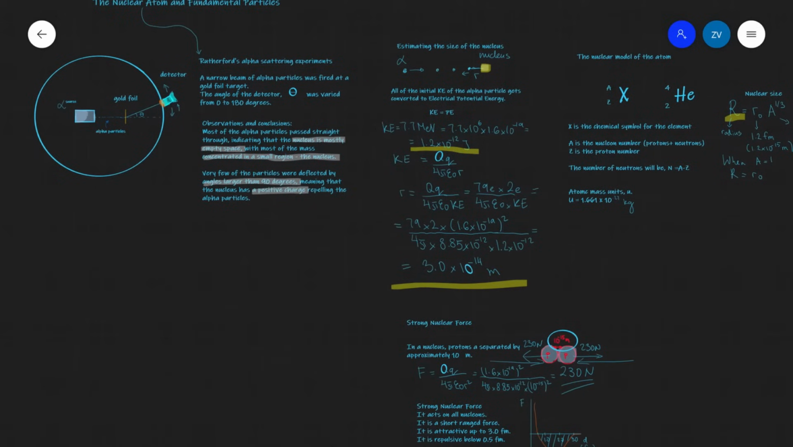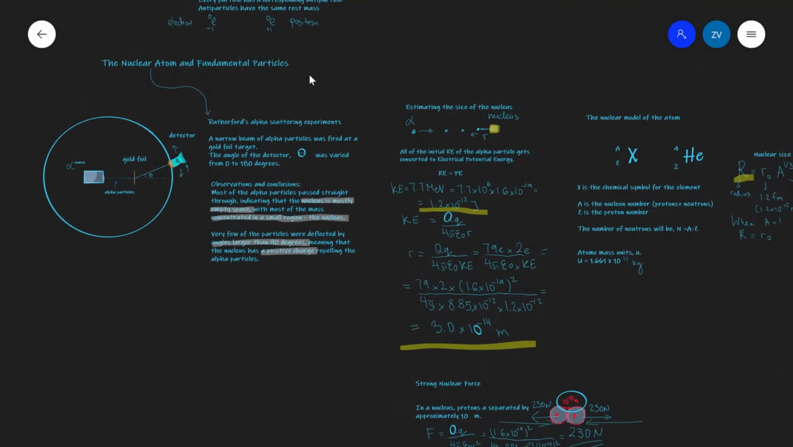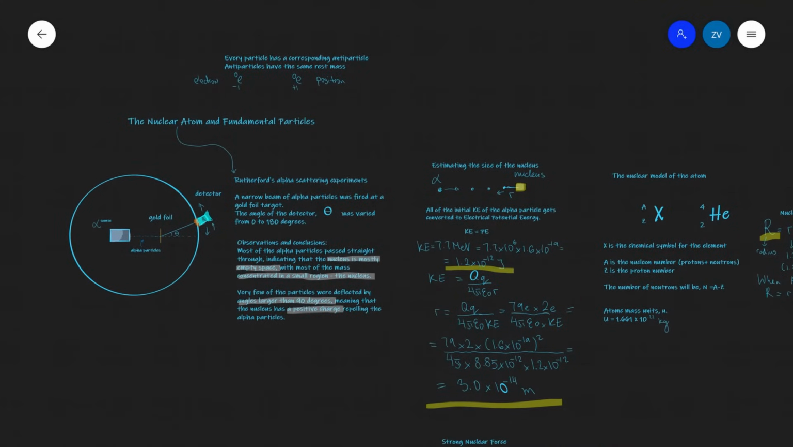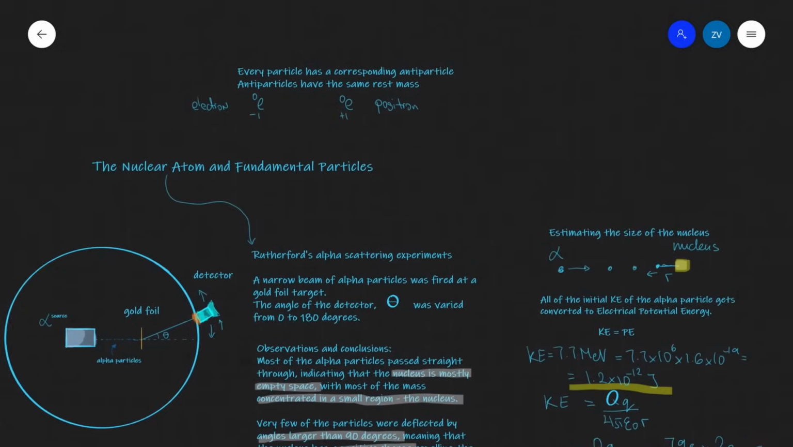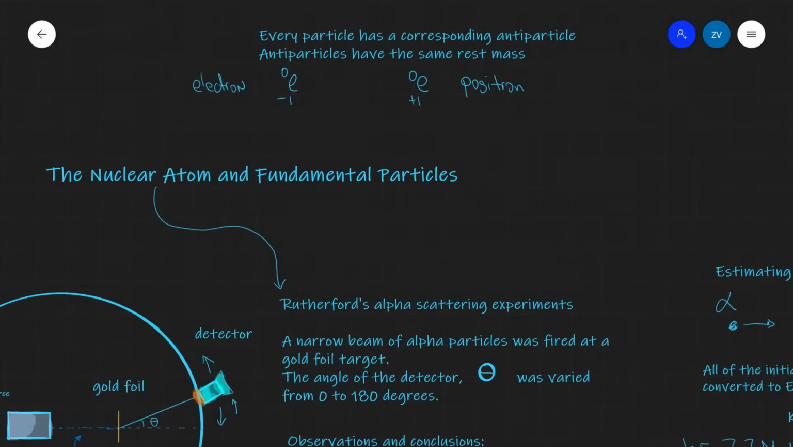So far we have revised quite a lot about the nuclear atom. Let's have a look at fundamental particles as well. The first aspect that we're going to revise are antiparticles. So every particle has a corresponding antiparticle. Antiparticles have the same rest mass, and this is really important.